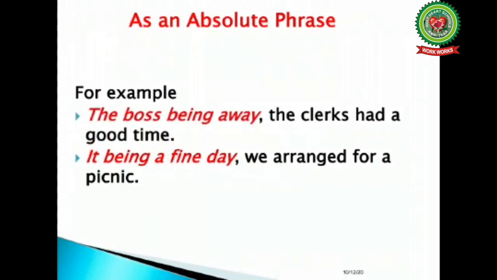The boss being away, the clerks had a good time. Children, if you observe carefully, you will notice that the boss being away is a phrase. The phrase has a noun of its own. Now, children, what is the noun in this sentence? Yes, the boss. And being away is a participle phrase. So, the boss being away is a combination of noun plus participle phrase. So, it is known as absolute phrase.